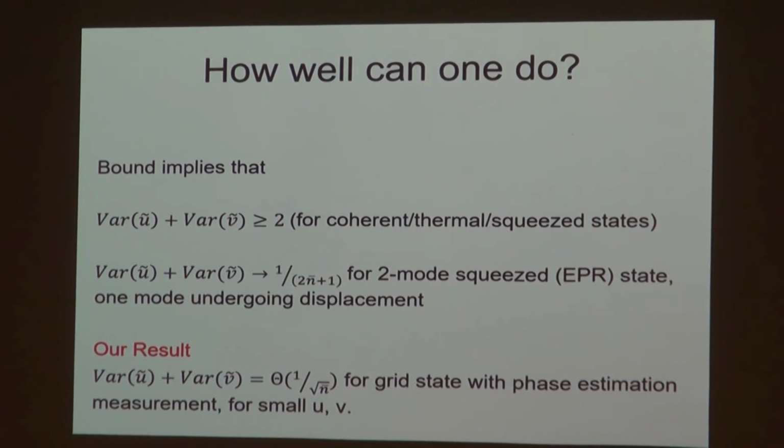She does the displacement in her mode, sends her mode to Bob, and he finds out all the information about the displacement. Okay, so now our result: if you look at the grid state, which you prepare using phase estimation, and then you measure the displacement after phase estimation for both these two operators, you get something like this, 1 over the square root of n.